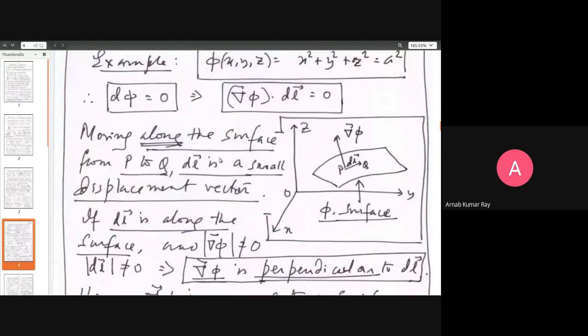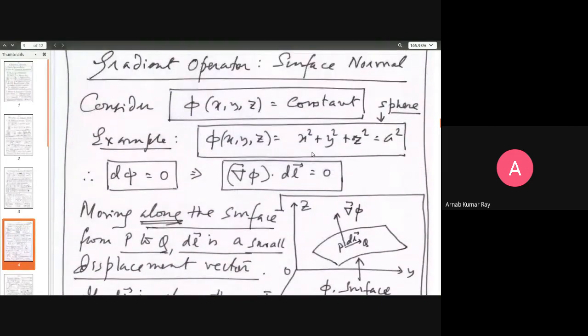Now I've written something over here. Let us try to understand. Moving along the surface from P to Q, dl is a small displacement vector. Now you will say, why should we just be moving along the surface? I have underlined "along" twice to stress the importance of the word. Why just along the surface from P to Q? Why should you just stick to the surface? You have to stick to the surface because phi is a constant.